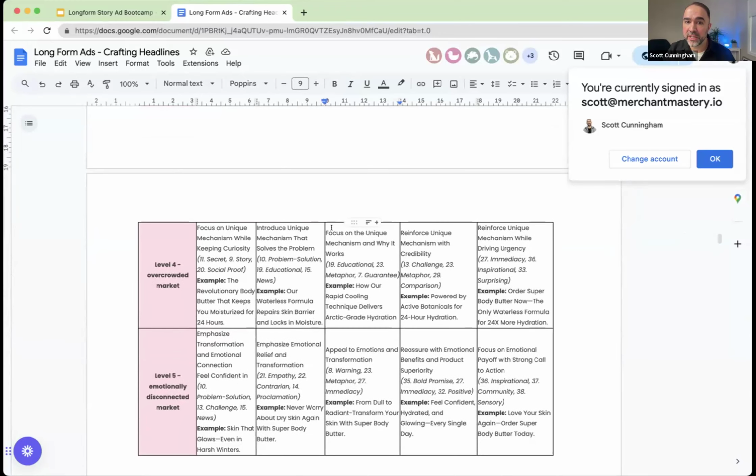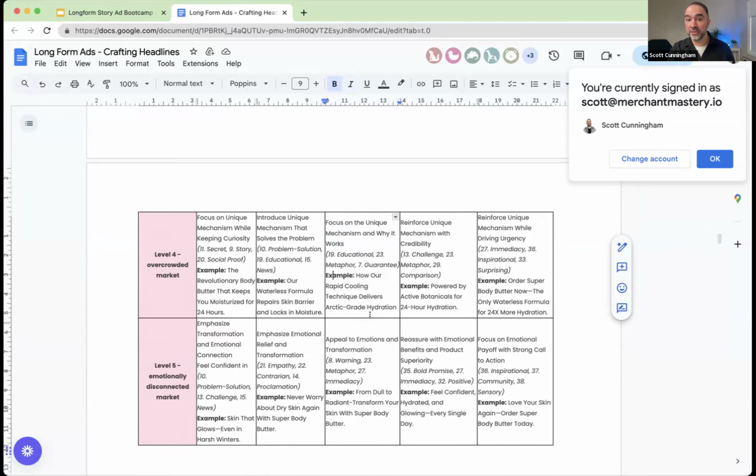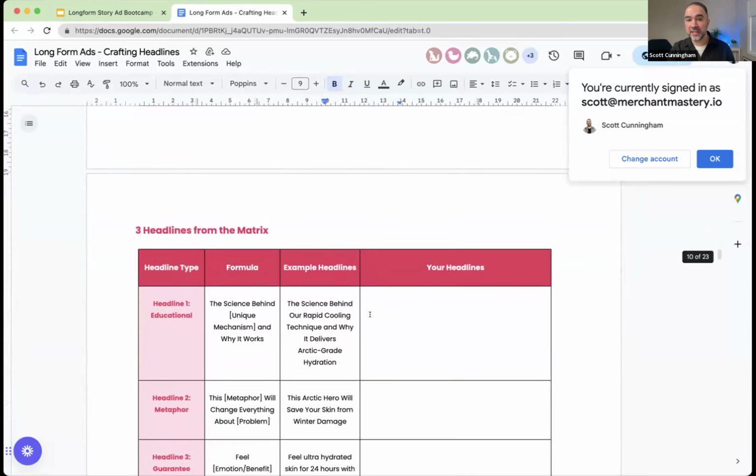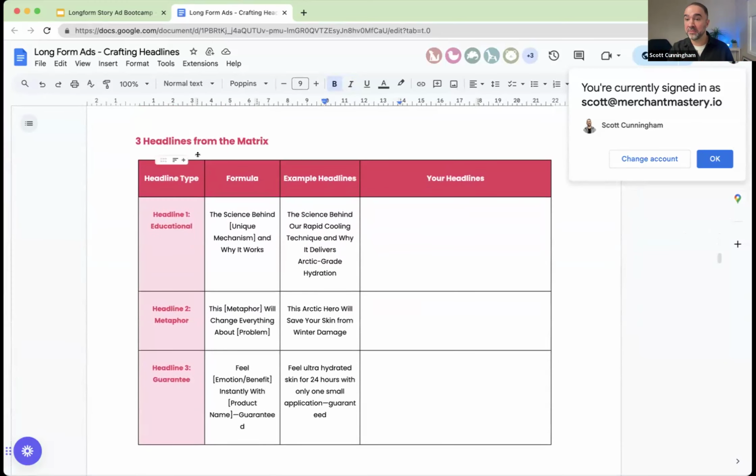For this one, focus on a unique mechanism and why it works. So if we were going this route, I would want to do educational, metaphor, guarantee. And so, how our rapid cooling technique delivers Arctic grade hydration. Okay, so your task here is to figure out where your stage of customer awareness and market sophistication intersect. It's going to give you three headline formulas to use. And then there's a table here that says three headlines from the matrix.